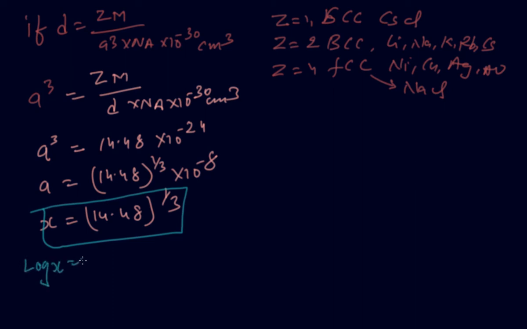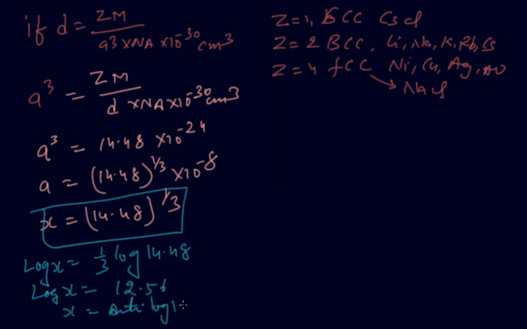Log x, 1 by 3, taking the log of 14.48 on the right side. Whenever you have the knowledge of log, it is very easy. Suppose this comes to 12.56, I am just assuming, and this is log x. Now x is equal to the antilog of 12.56. Taking the antilog, x is equal to 10 to the power 12, and the antilog of 56 is, suppose, 1, 2, 3. So put the decimal after the first digit and then write the value.